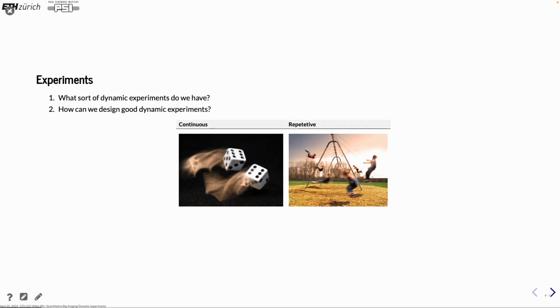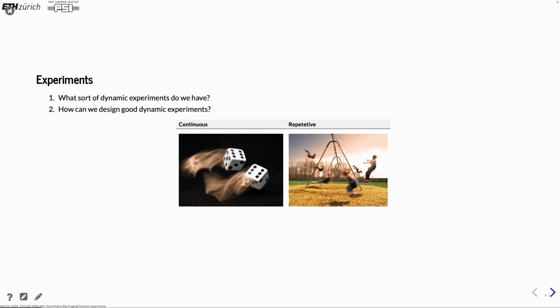There are different types of dynamic experiments, and you have to specify in the beginning, when you start planning your experiment, what kind you have. And first of all, we have the two types. One is continuous, something that you kick off and it happens, and then at some point it stops.